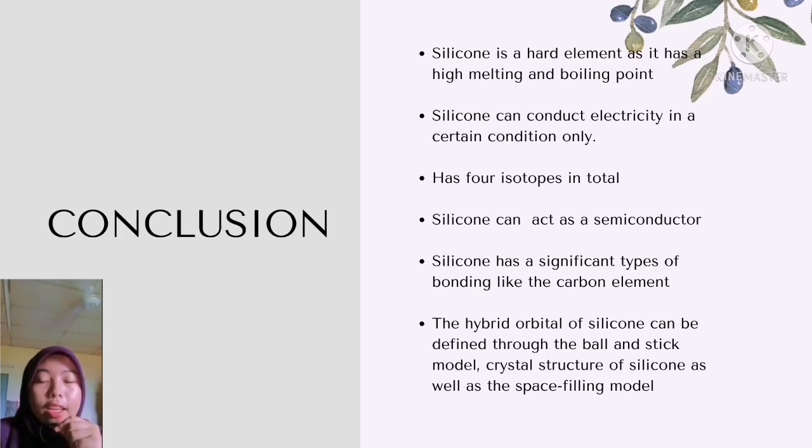As for the conclusion, silicon is a hard element because it has a high melting and boiling point. It can conduct electricity only in certain conditions. Other than that, it has 4 isotopes in total. It can also act as a semiconductor and has significant types of bonding like the carbon element. So, the hybrid orbitals of silicon can be defined through the ball and stick model, the crystal structure of silicon, as well as the space filling model.